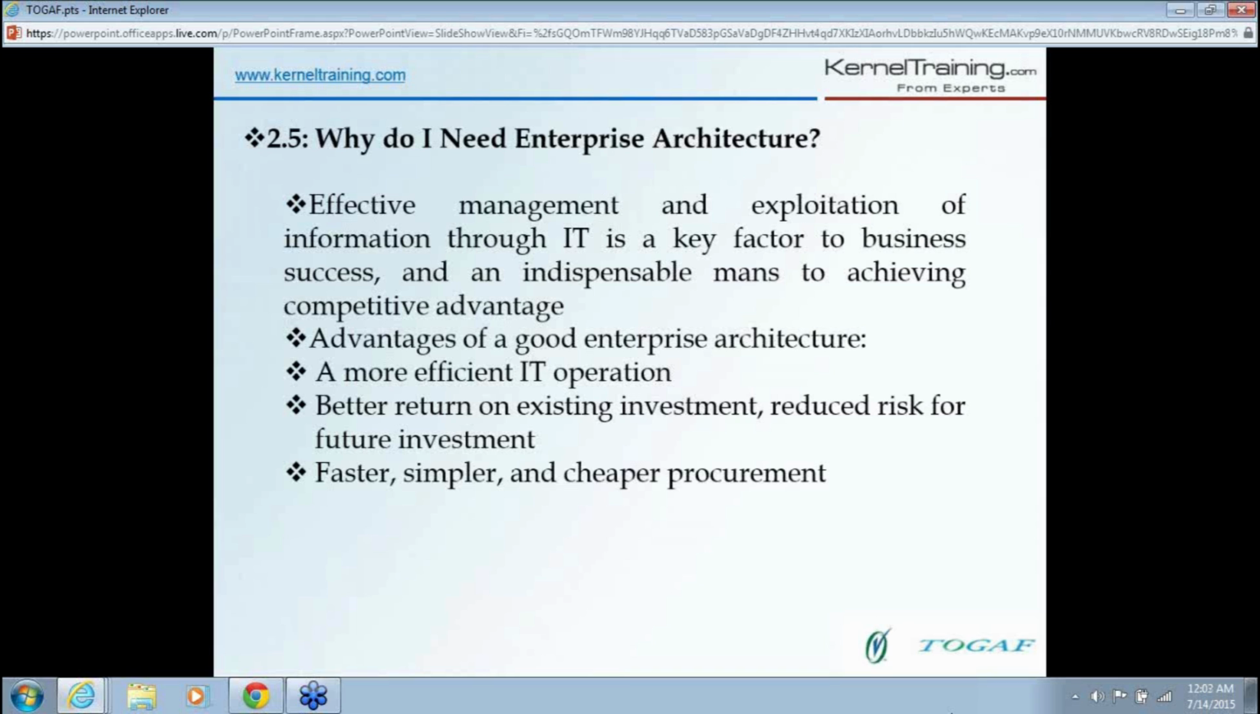If IT has to achieve that, business has to work or collaborate more with IT. So basically that's what the advantages of a good enterprise architecture are. Basically you have a better return on your existing investment and reduced risk for future investment. So what does better return on existing investment mean?